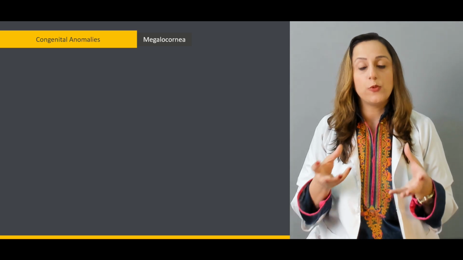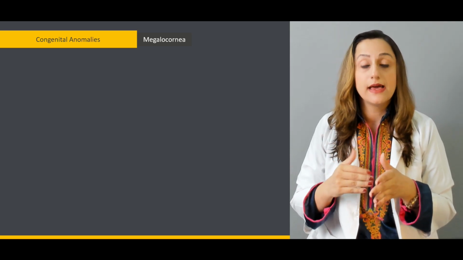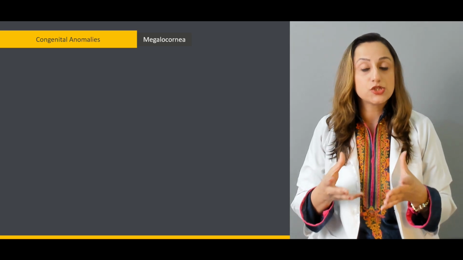After Descemet's membrane, we have the endothelial layer of the cornea. So you have to remember these histological layers because they have their own functionalities. They perform their own functions and they basically give transparency to the cornea.